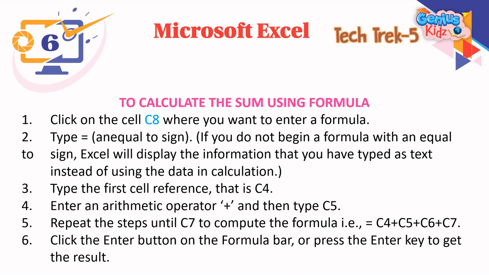3. Type the first cell reference, that is C4. 4. Enter an arithmetic operator plus and then type C5. 5. Repeat the steps until C7 to compute the formula that is equal to C4 plus C5 plus C6 plus C7. 6. Click the Enter button on the formula bar or press the Enter key to get the result.